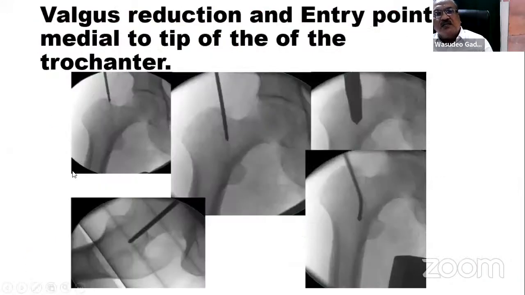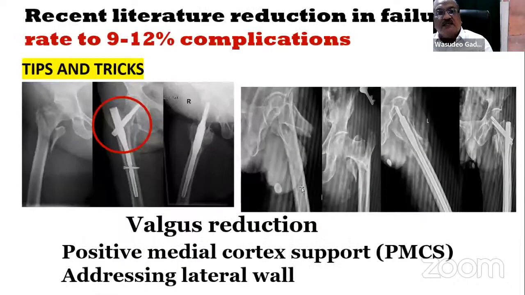You must add valgus reduction, and the most important is the entry point, the tip of the trochanter, the entry point to the tip of the trochanter in the lateral view, anterior one-third, two-thirds, or at least in the center. So this is the most important thing. And third, recent literature says if you observe all these things, you are reducing the complication from 21 to 9 to 12%, and still complications do occur. Valgus reduction, positive medial cortical support, and addressing the lateral wall is the key to success.